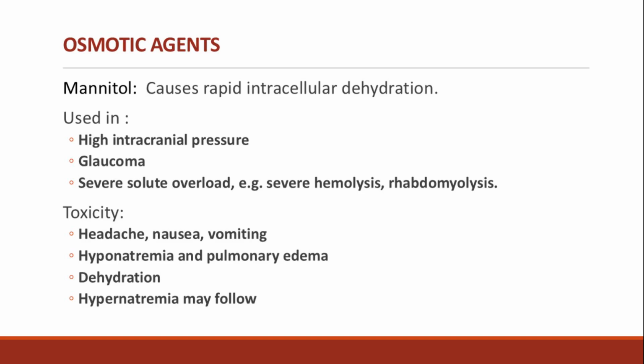Clinically, mannitol is used to reduce intracranial pressure in cerebral edema and to reduce intraocular pressure in acute glaucoma. It is also used to prevent acute renal failure by maintaining urine flow in conditions like hemolysis or rhabdomyolysis. However, it must be used with caution because it initially expands extracellular fluid volume and can precipitate pulmonary edema in heart failure. It may also cause hyponatremia or hypernatremia depending on water balance. Osmotic diuretics are contraindicated in heart failure and severe renal impairment.